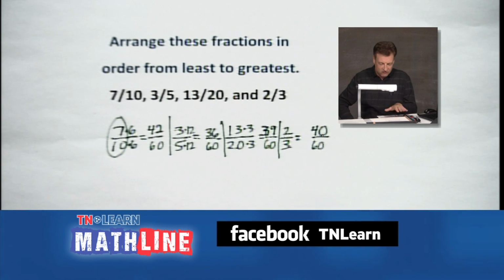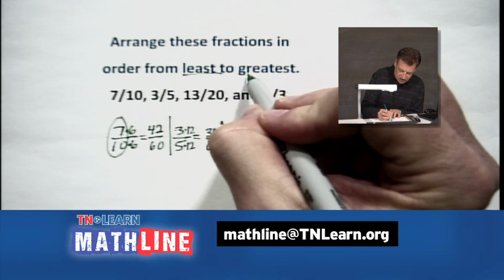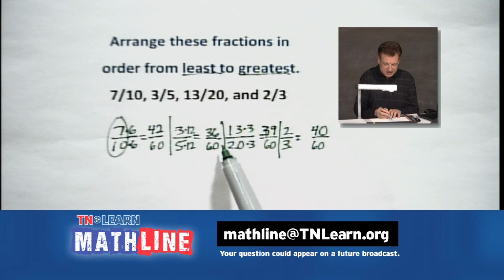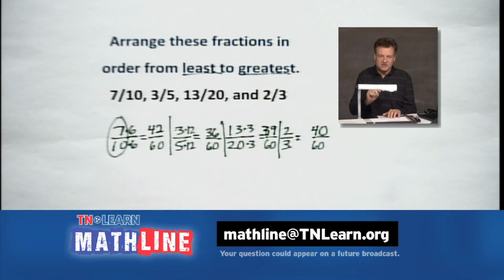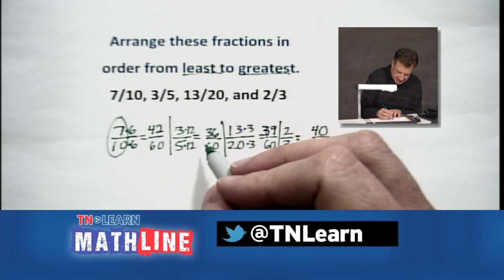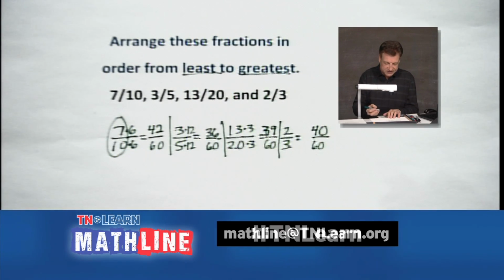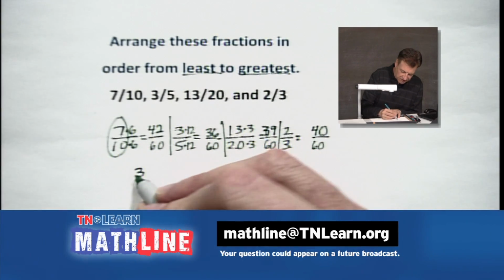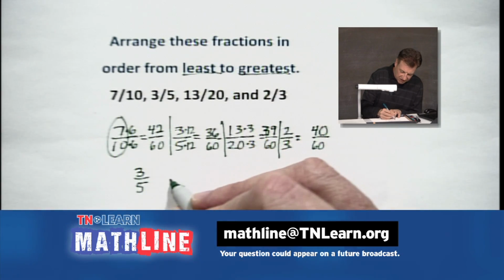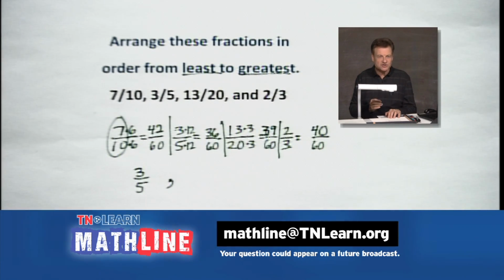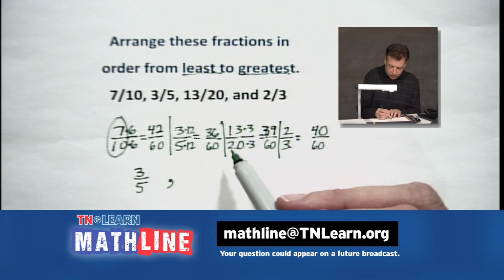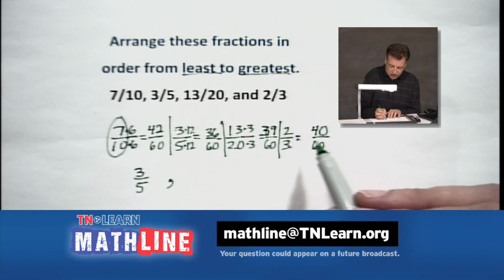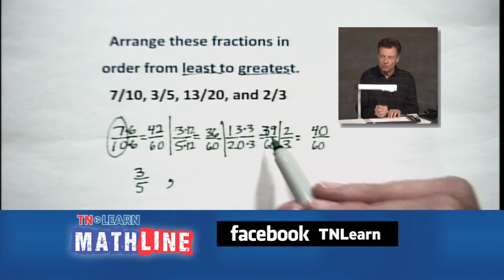But what we want to do is go from least to greatest. So I'm going to look for the smallest numerator once I've got all my common denominators going. You can't do this until you get the common denominators, all right? So let's see. We'll start off with, it looks like 36. So that tells me 3/5 is going to start us off. Go back to the original fractions, okay? From there, I'm going to 39. Just work right up the order.